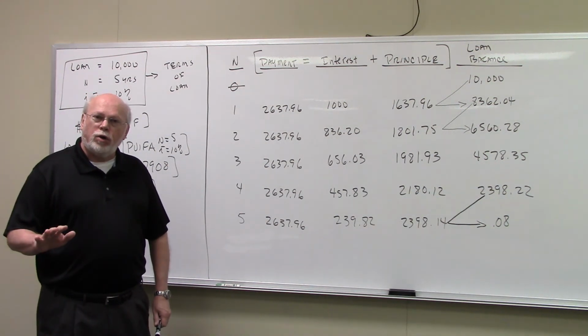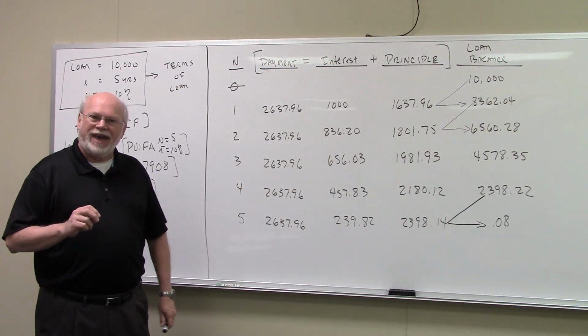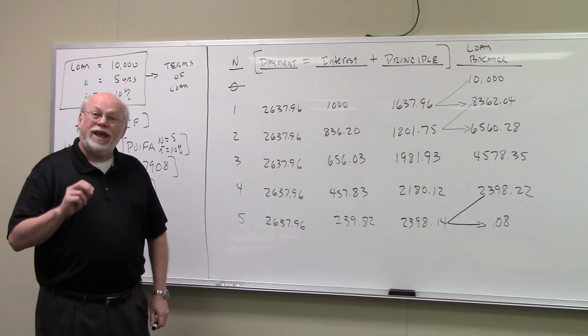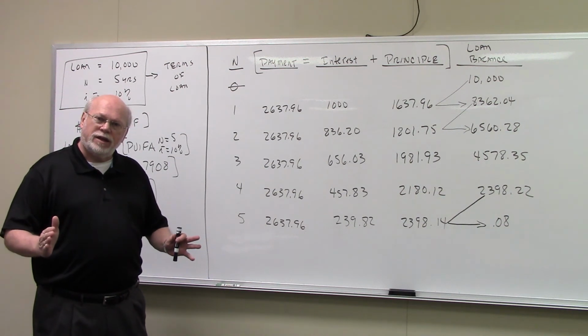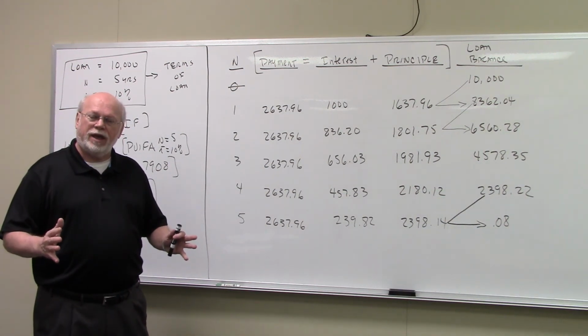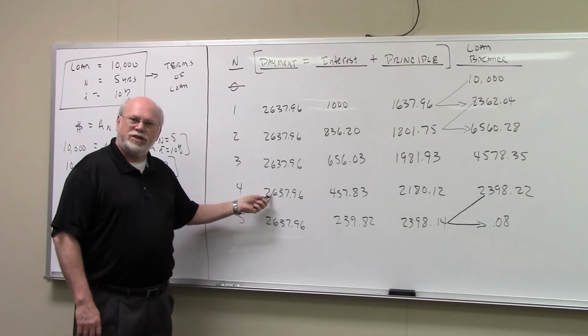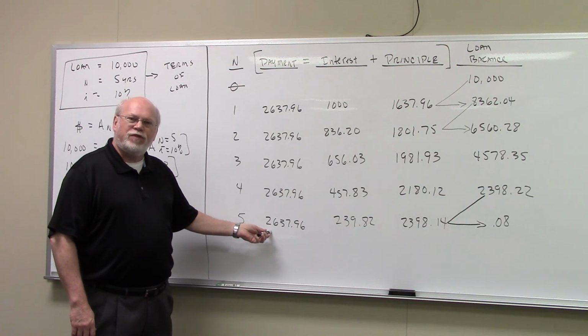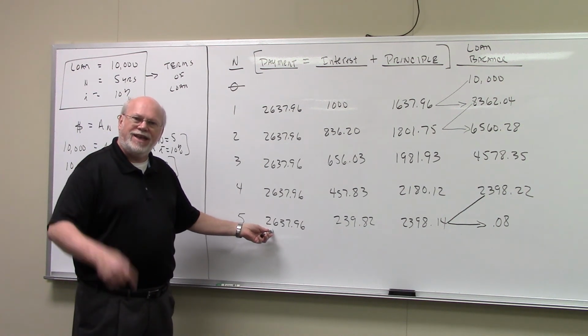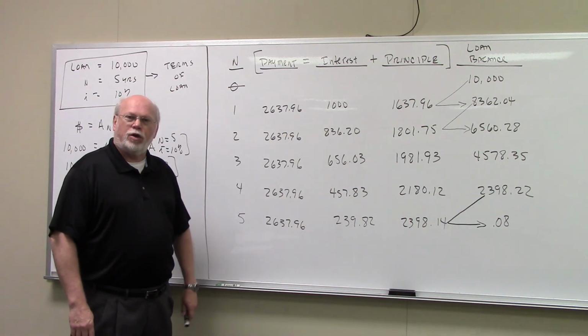Now, all loans have rounding error. In this case, we had a rounding error of 8 cents. What that means is that in the contract that calls for the payments, where they describe the payments to you at the bank, they're going to tell you that you're going to make 4 payments of $2,637.96. Your fifth payment here is going to be 8 cents more. And when you do that, that's going to make the loan balance zero.